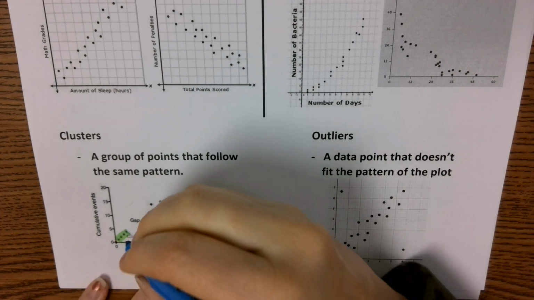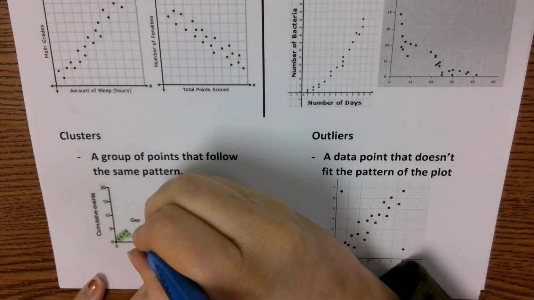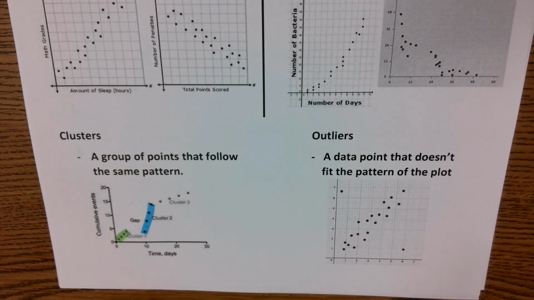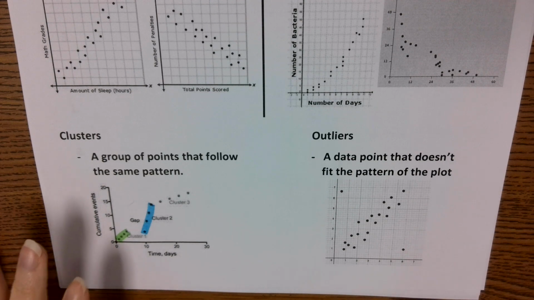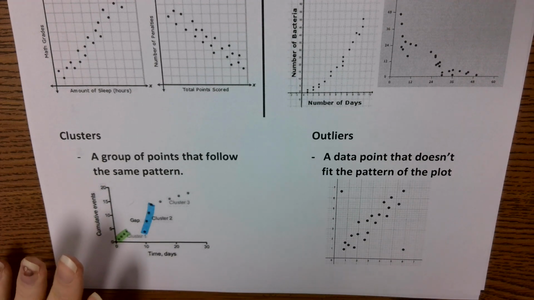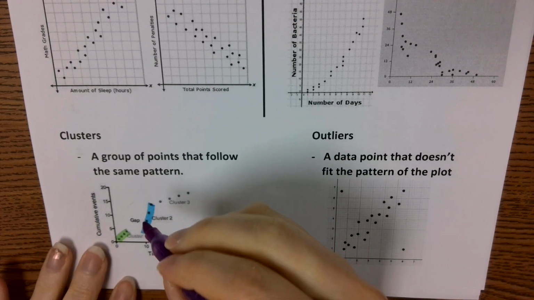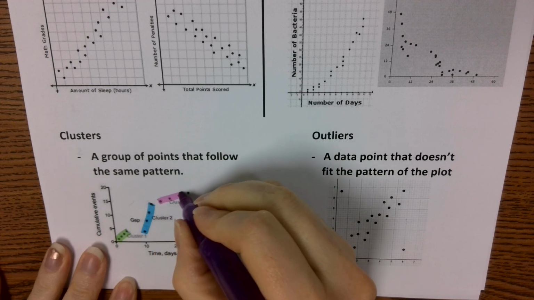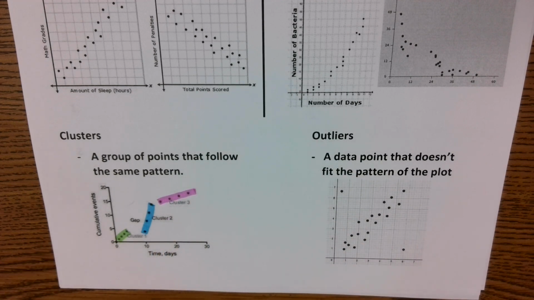Cluster number 2 is also showing a positive relationship, but it's a lot steeper. And then cluster number 3 still continues to follow a positive relationship, but it's not quite as steep. So they are following a similar pattern. A lot of people think clustering means that they're all just gathered around each other, but that's not necessarily true. A cluster means that they're just following a pattern.